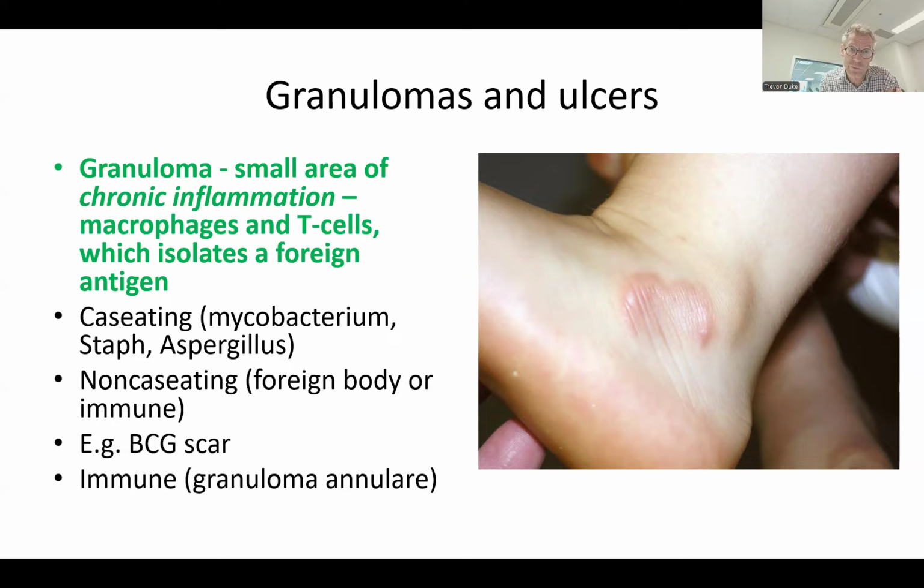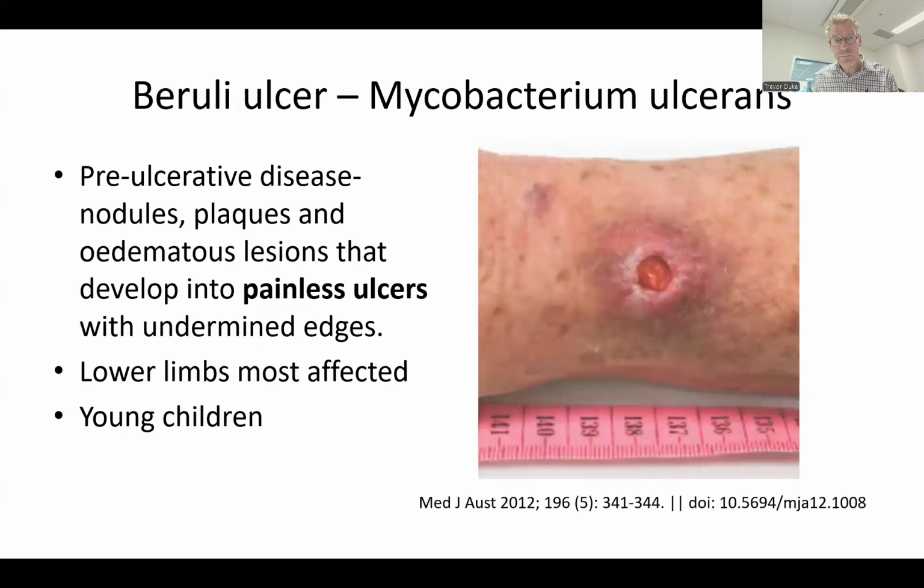A BCG scar is a form of granuloma. It's an inflammation, a T cell macrophage inflammation that is a response to the BCG vaccine. There are some completely immune granulomas, one of which is called granuloma annulare, which is what this child had. It's sometimes not due to an infection, sometimes it's due to just an immune inflammatory response. I wanted to talk about a couple of granulomas, and particularly this one.